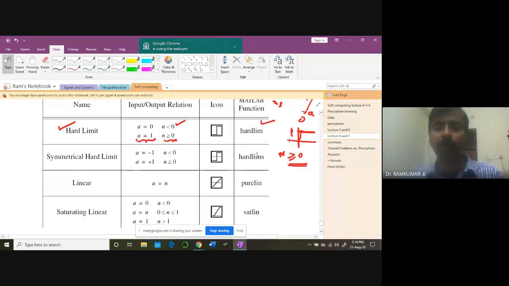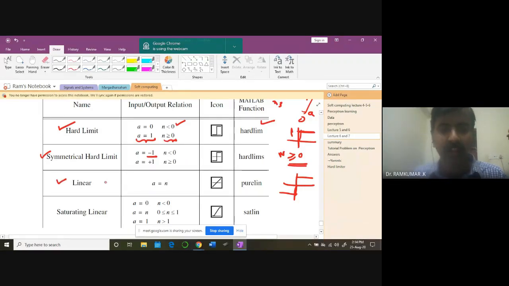Second one is something called symmetrical hard limit. Here, if the network value is less than 0, you're going to get -1. Same idea. Symmetrical. That's all. It's a symmetrical hard limit.